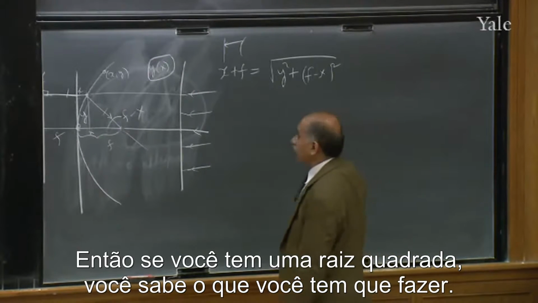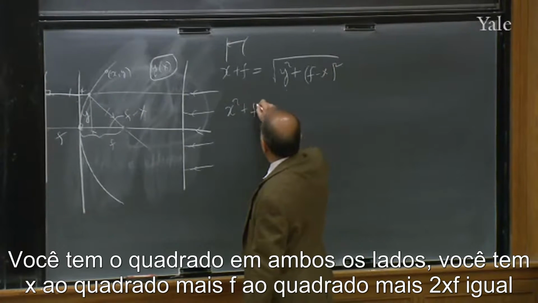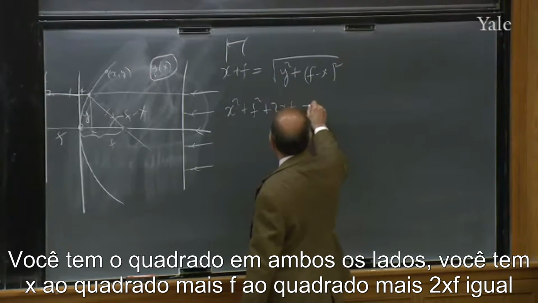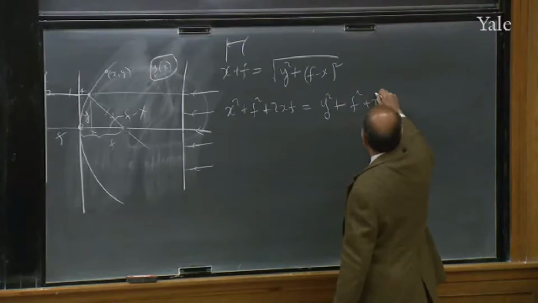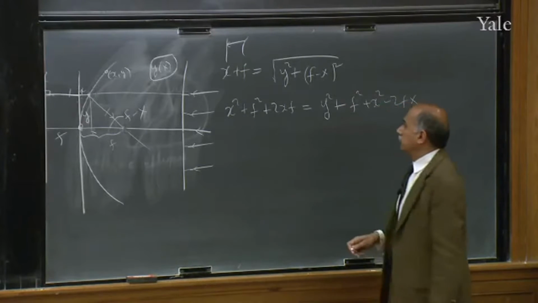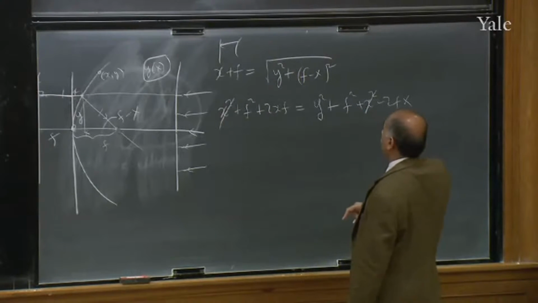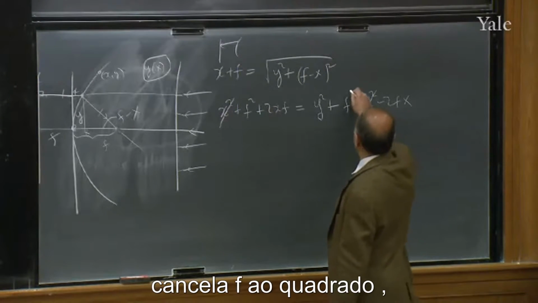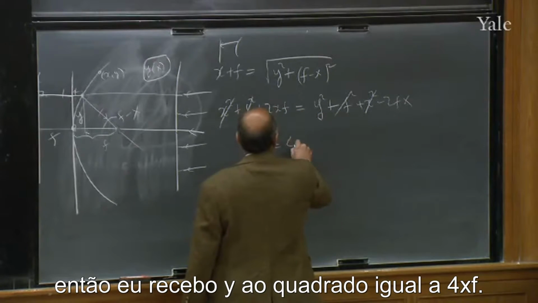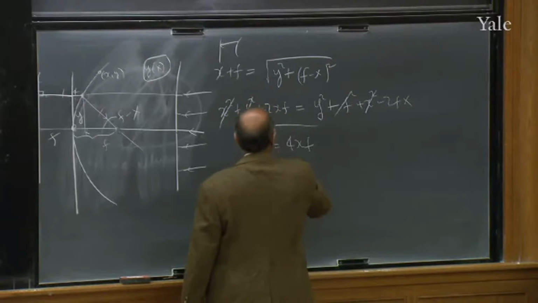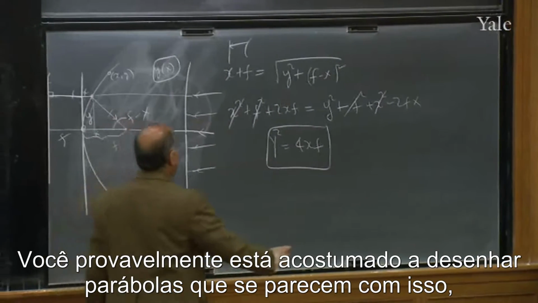So if you have a square root, you know what you have to do. You got to square both sides. You square both sides. I get x squared plus f squared plus 2xf equals y squared plus (f minus x) whole squared. So x squared cancels. f squared cancels. Then I get y squared equal to 4xf. And that's the equation of the parabola. You're probably used to drawing parabolas that look like this.